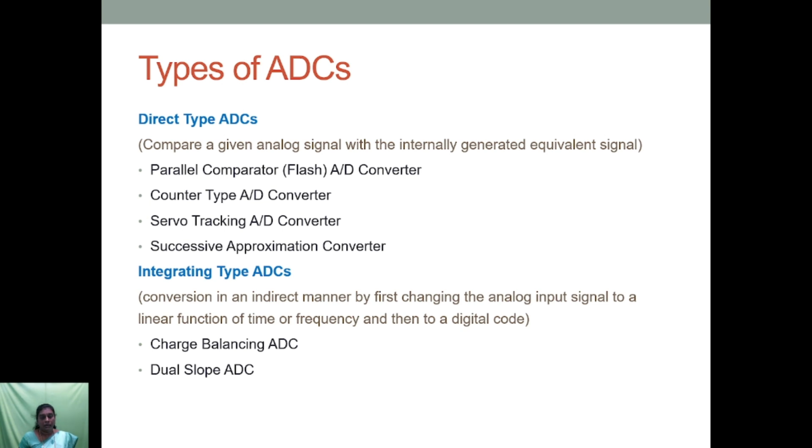Similarly, in direct type analog to digital converter, there are four sub-classifications. They are parallel comparator, or it may be called as flash type analog to digital converter. Next one is counter type analog to digital converter, servo tracking analog to digital converter, and successive approximation type analog to digital converter. So in this presentation I am going to explain about the direct type of analog to digital converter. I am going to explain first the parallel comparator type or flash type analog to digital converter.